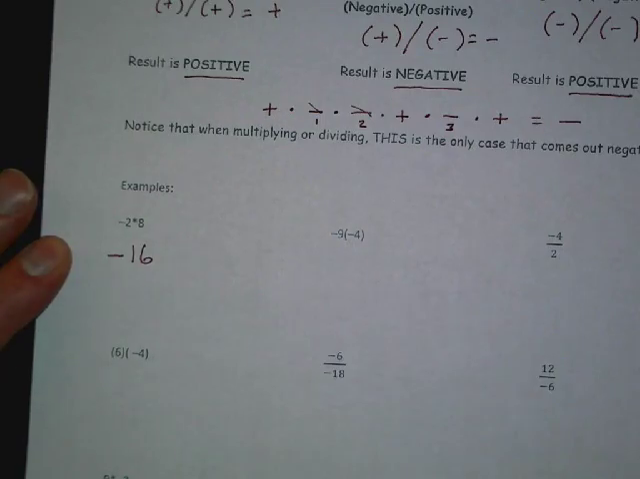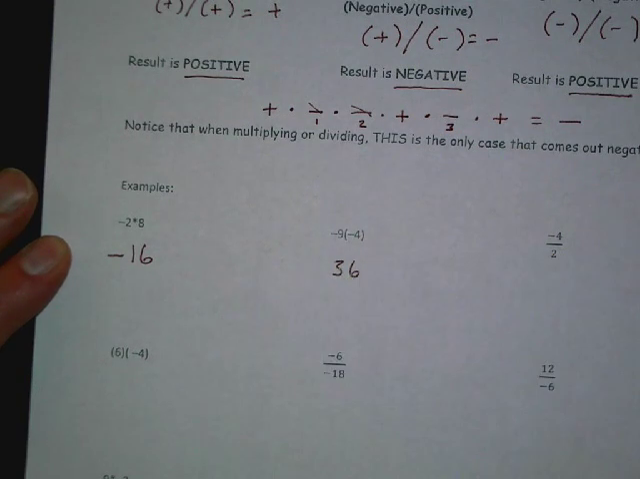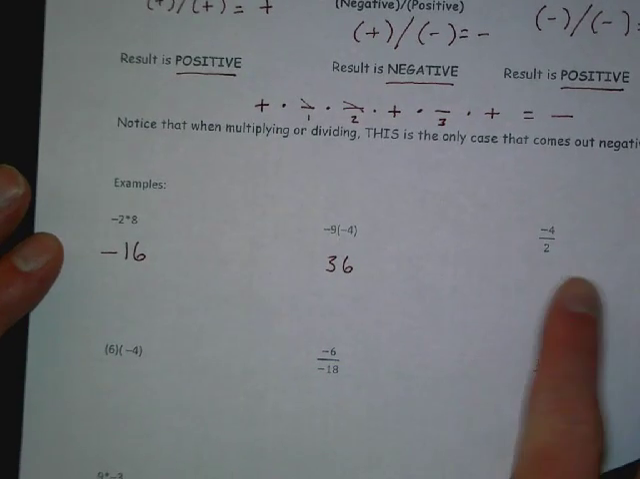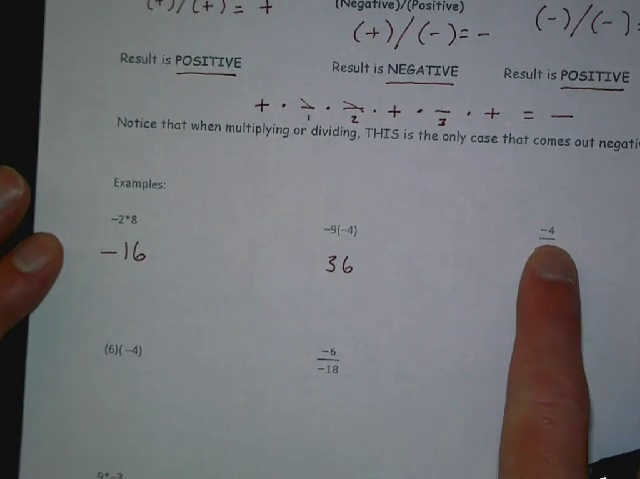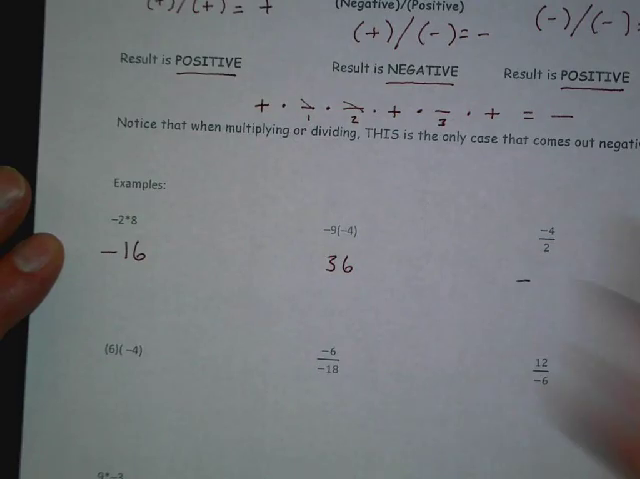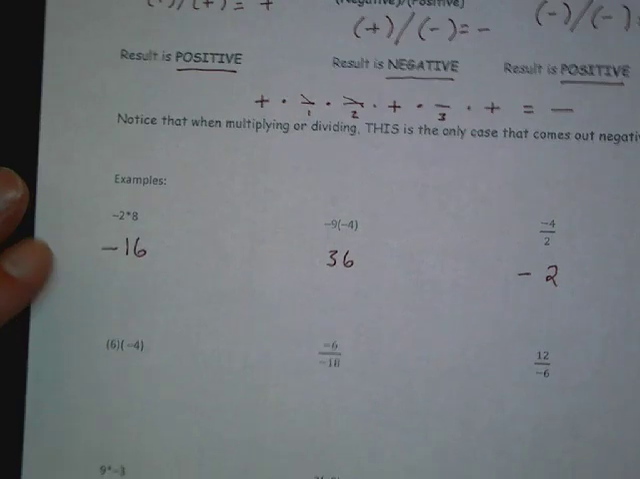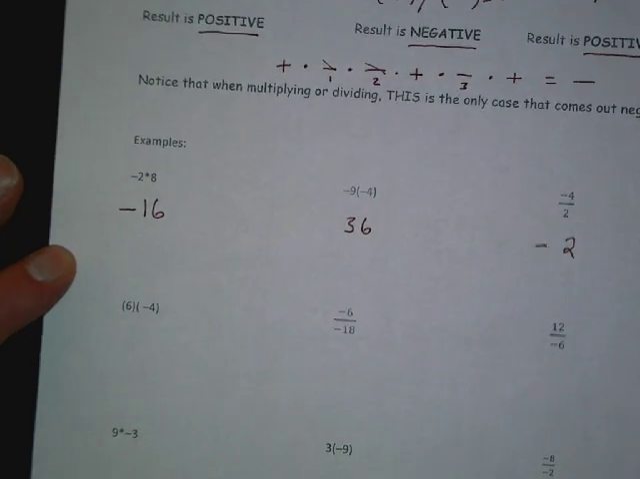Next one, negative times a negative. So is that going to give us a positive or a negative answer? Positive. So then 9 times 4, 36. Third one, we've got a negative divided by a positive. So negative, yeah. And then 4 divided by 2 gives us 2. So we end up with negative 2.